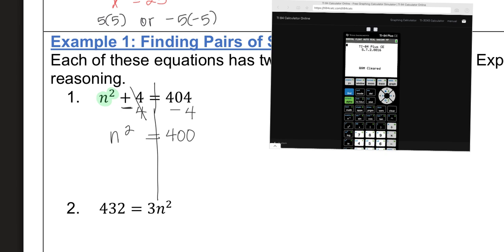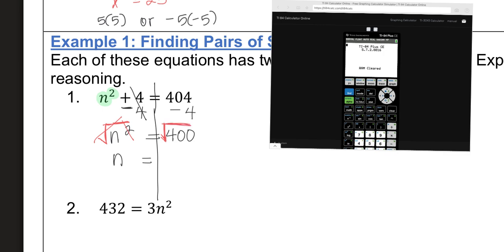And the way that we do that is by taking the square root. So that's going to look like this on both sides. That square root is going to cancel the power of 2, so that way on this left side, we only have n left over. But what we do to one side, we have to do to the other. So I'm going to square root 400 as well.